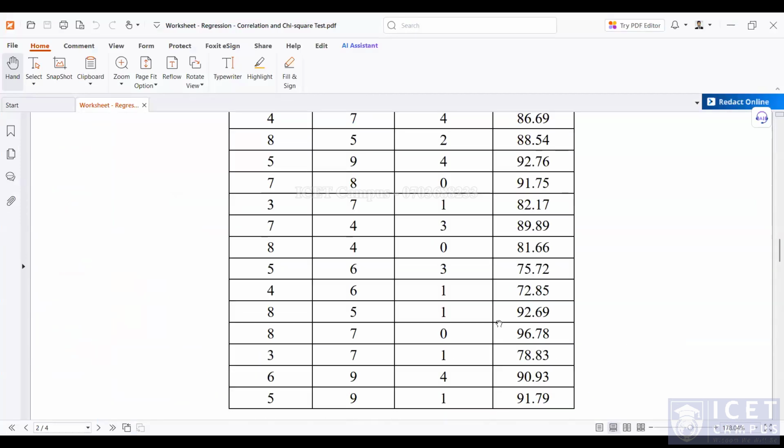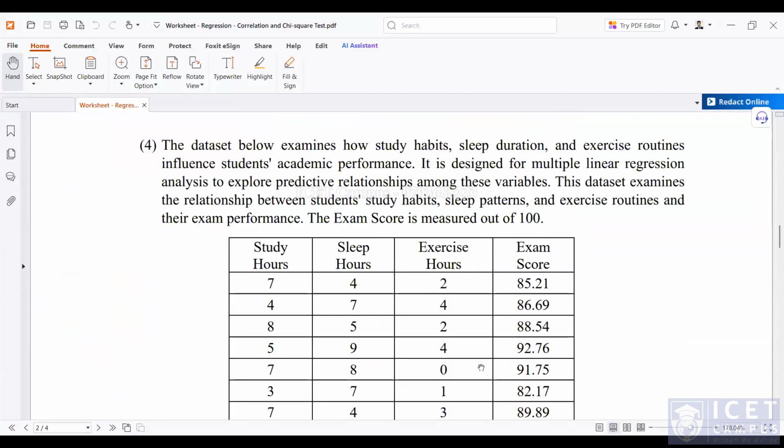Question number 4. The data set below examines how the study habits, sleep duration, and exercise routines influence students' academic performance. Here, that is actually a special question. If you read that question, we can understand. So there are four variables actually.